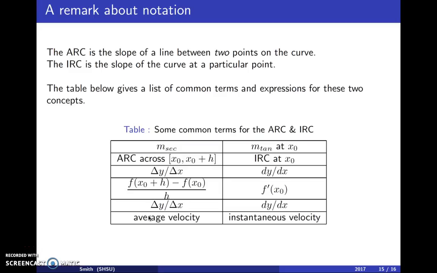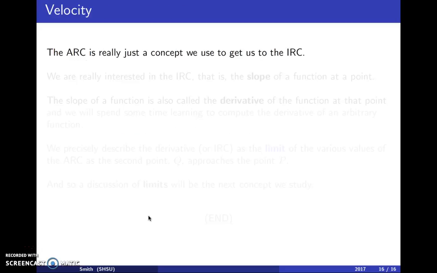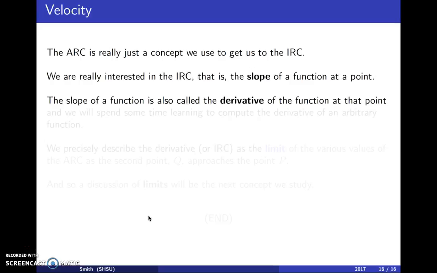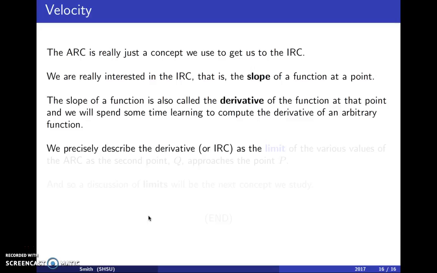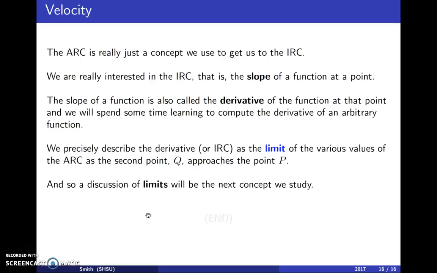Instead of using delta y over delta x, we use dy dx, and as we'll see later, it's going to be f prime of x naught. It's the derivative at a particular point. The ARC is really just a concept we use to get us to the IRC. We really want the IRC, the slope of a function at one point. The slope of a function is also called the derivative, and we'll spend some time in this class learning to compute the derivative of an arbitrary function. We precisely describe the IRC as a limit of the various values of the ARC as the second point approaches the first point P. And so a discussion of limits will be the next concept that we study.